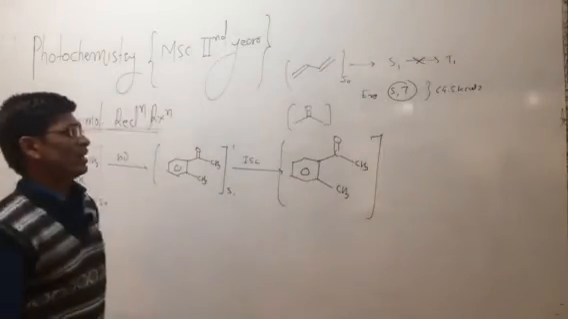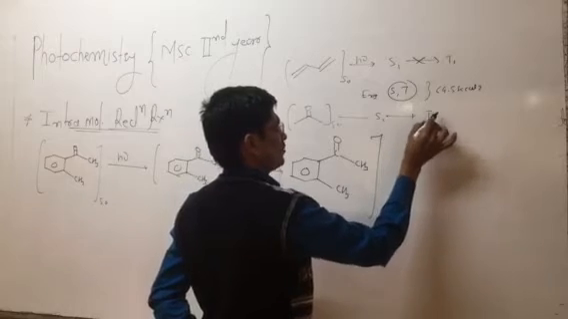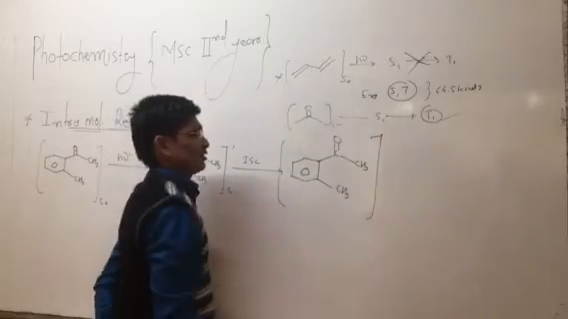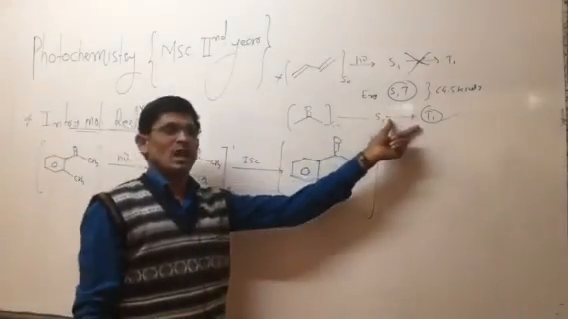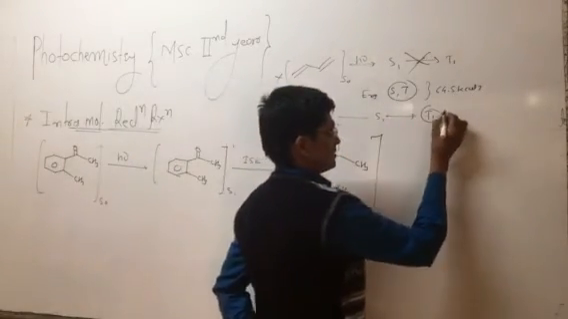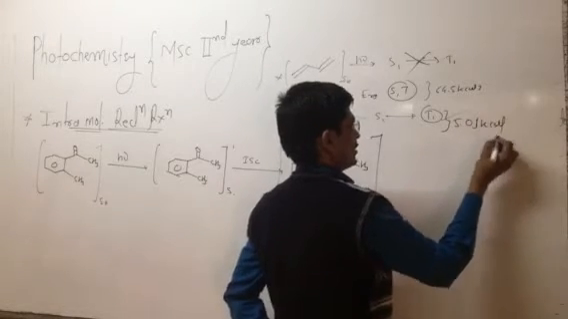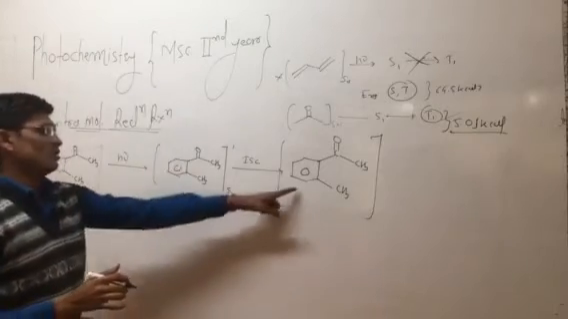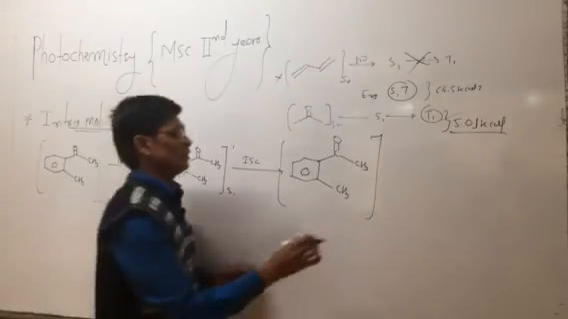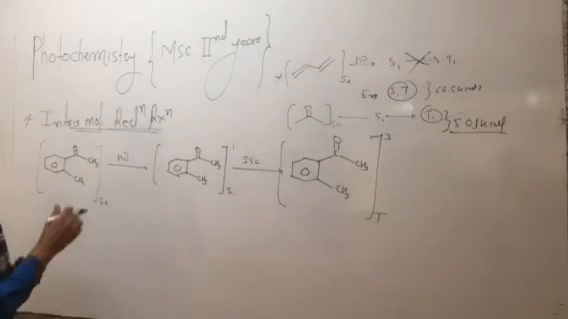But if the starting reactant molecule is a carbonyl compound, it is converted into a singlet state, and after that it is converted into the triplet state, because the energy gap between the singlet and triplet is very small, about 5.0 kilocalories. So this carbonyl compound, which may be aliphatic or aromatic, is converted from the singlet to the triplet state.